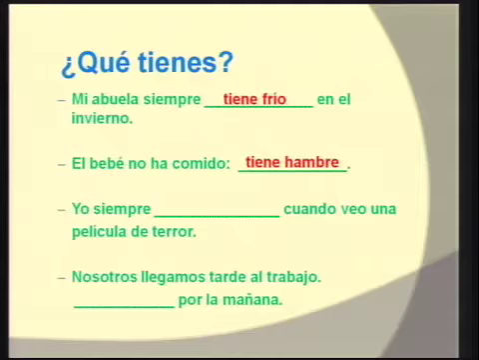Yo siempre, blank, cuando veo una película de terror. How do you feel when you see a horror movie? Yo siempre tengo miedo. Y nosotros llegamos tarde al trabajo. We arrive late for work in the morning. Por la mañana, tenemos prisa. We're in a hurry in the morning.